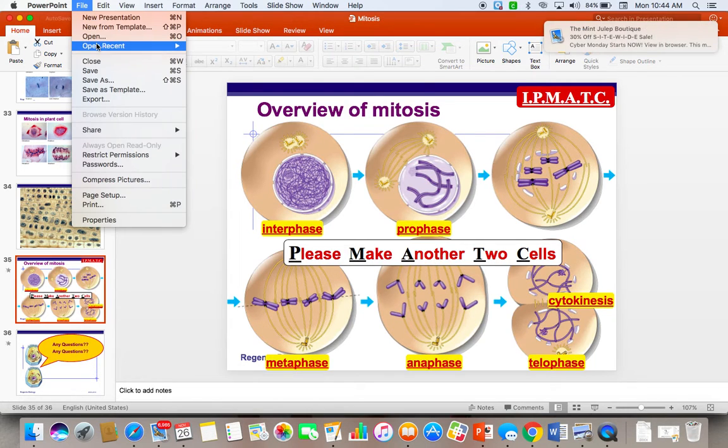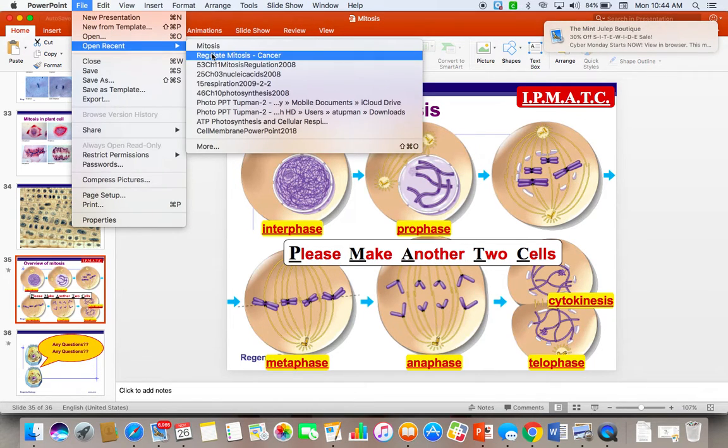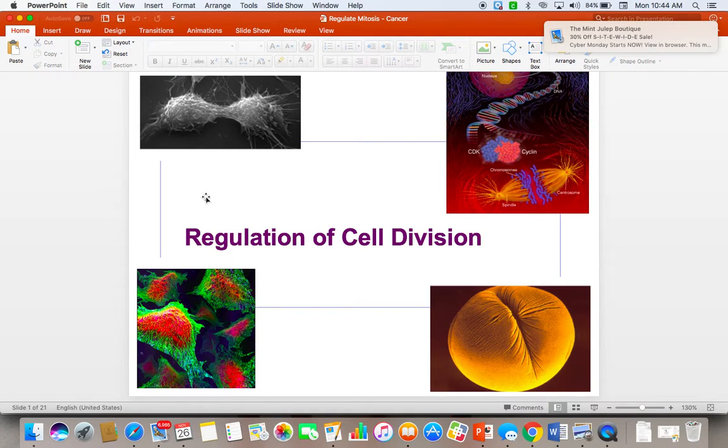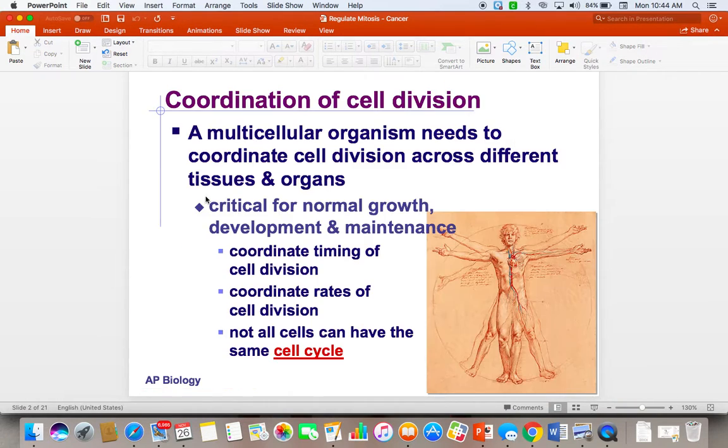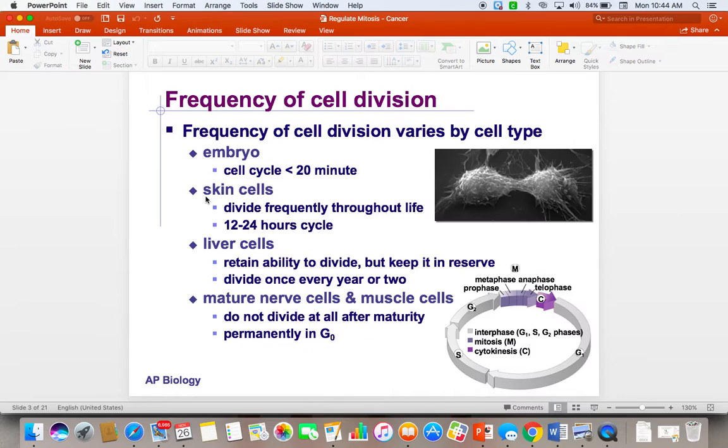Now, if the cell cycle goes terribly wrong, then someone may end up with cancer. And the reason that they get cancer is because the cells divide really out of control. And they divide when they're not supposed to divide. So cells have chemical signals that tell them when it's time to divide and when it's time to not divide. And different cells divide at different rates. So you can see how often these cells divide.